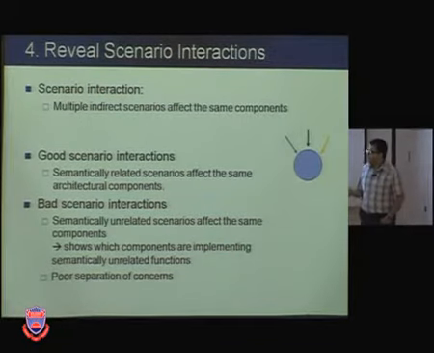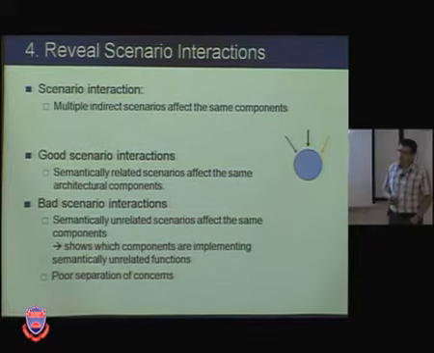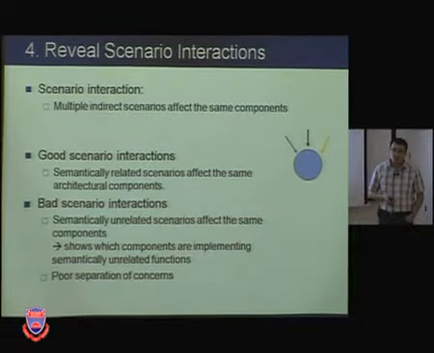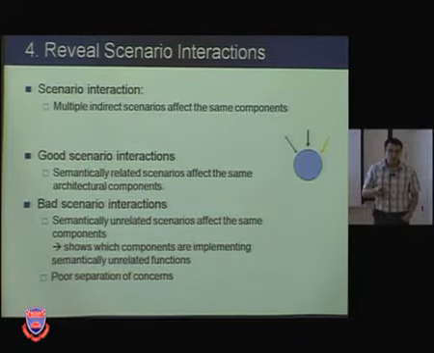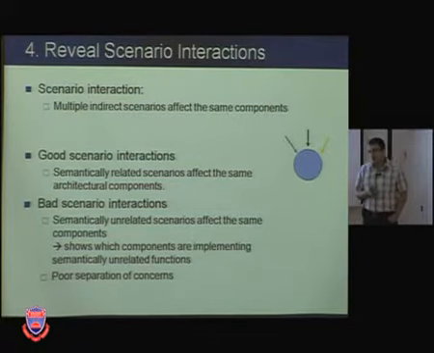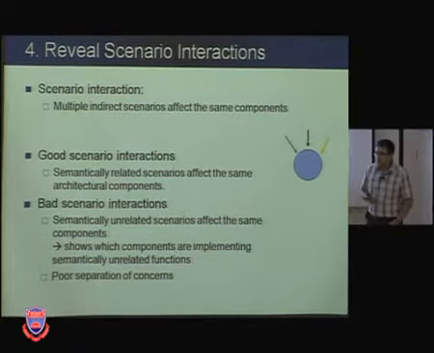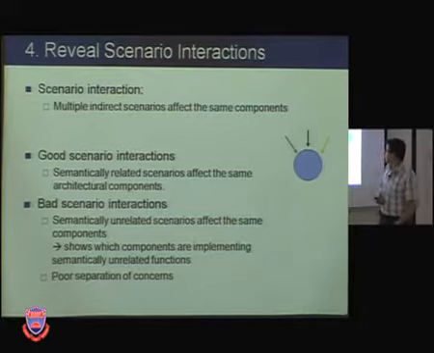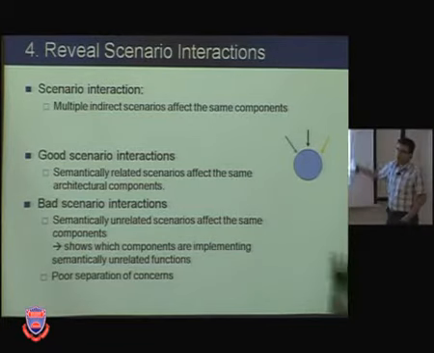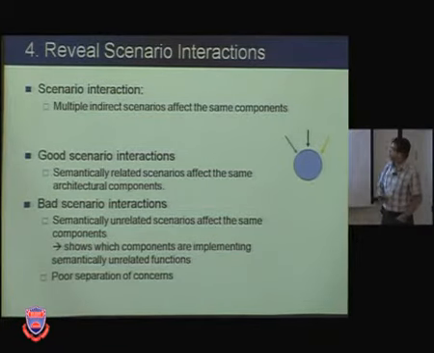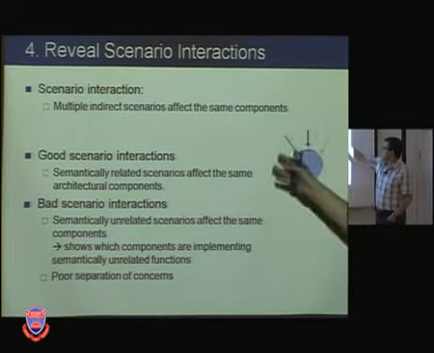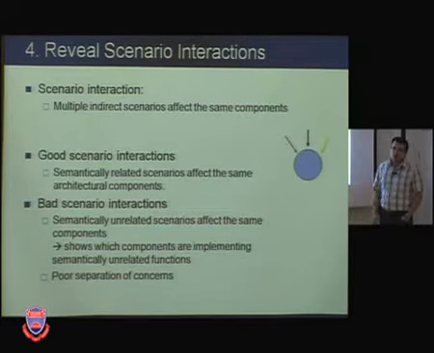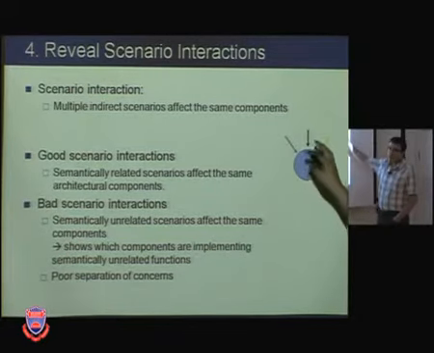In addition to that, we could have bad scenario interactions. That's the case in which the scenarios are not semantically related. That is, they are not related to the same concern. For example, in this case, if these colors represent different concerns, we could say security, recovery, concurrency, and it appears that they all impact the same component.